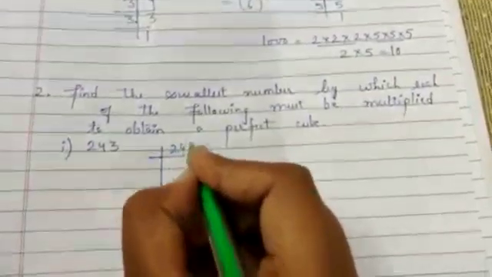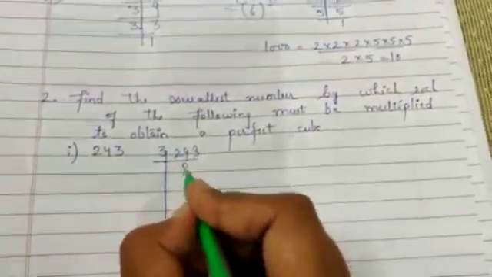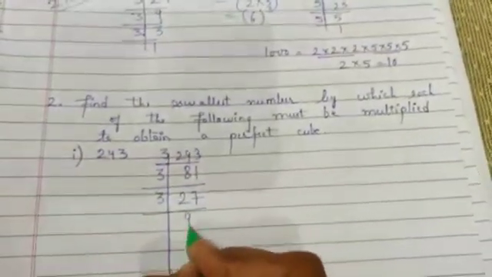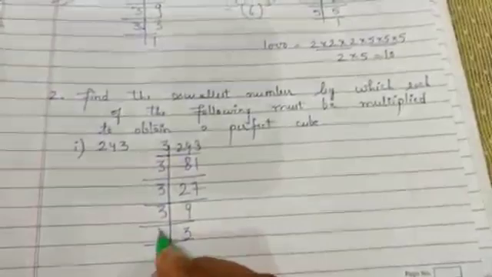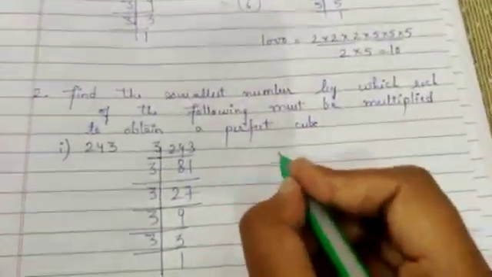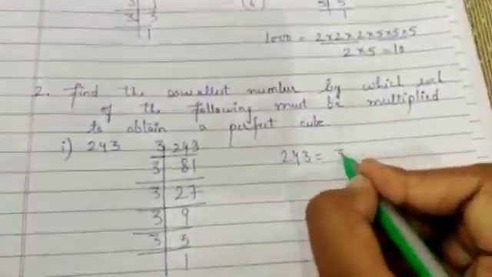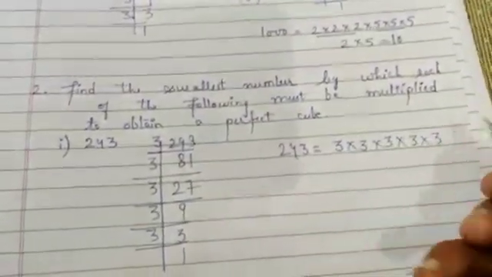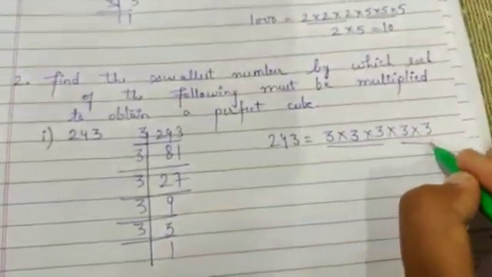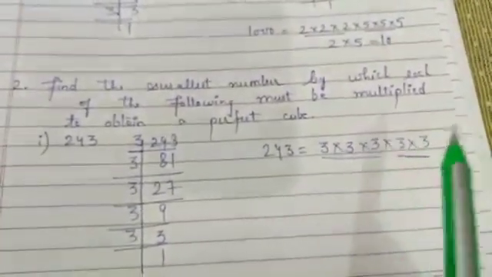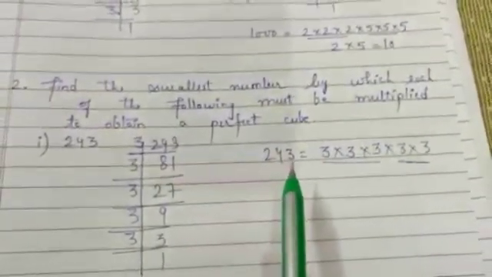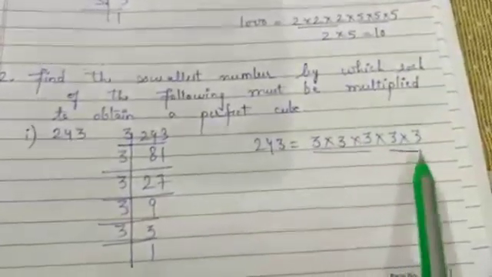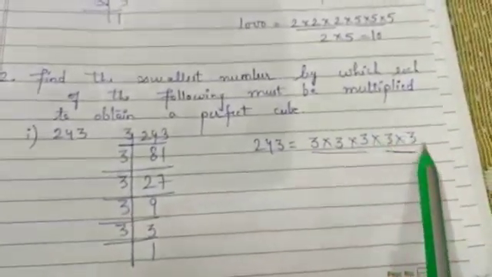It's 243. It will go on the table of 3. 81. Again 3. 27. Again 3. 9. 3. 3. 1. Now write the factors of 243. Factors are 3 into 3 into 3 into 3 into 3. So just check. 3 times, 2 times. It means if we want to prove that 243 is a perfect cube, we must have 3 times 3 and 3 times 3. But here the 3s are only 2 times.